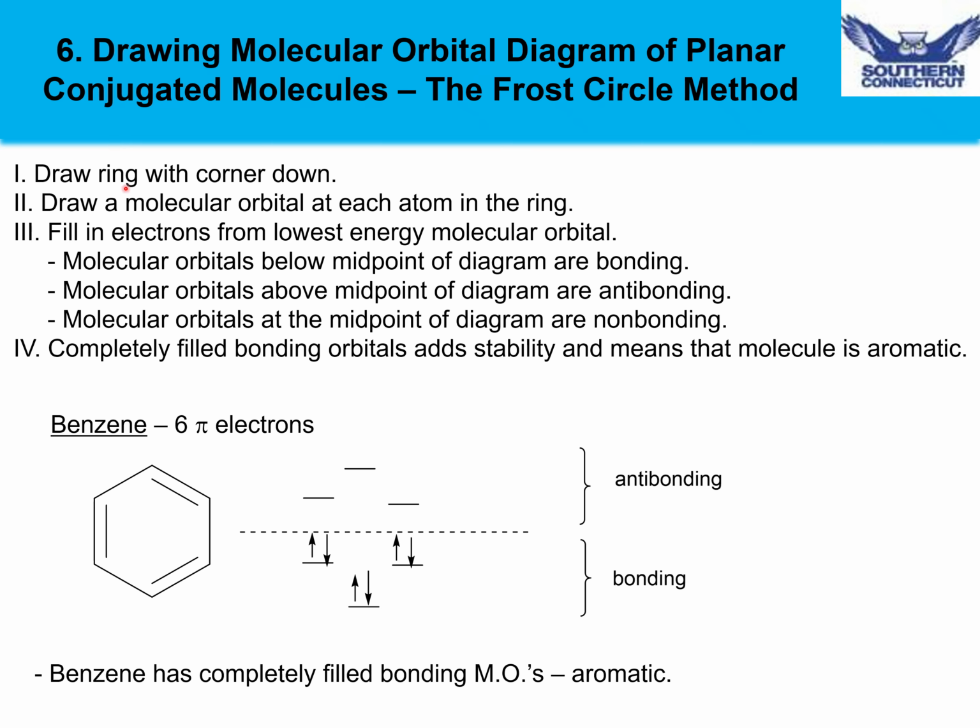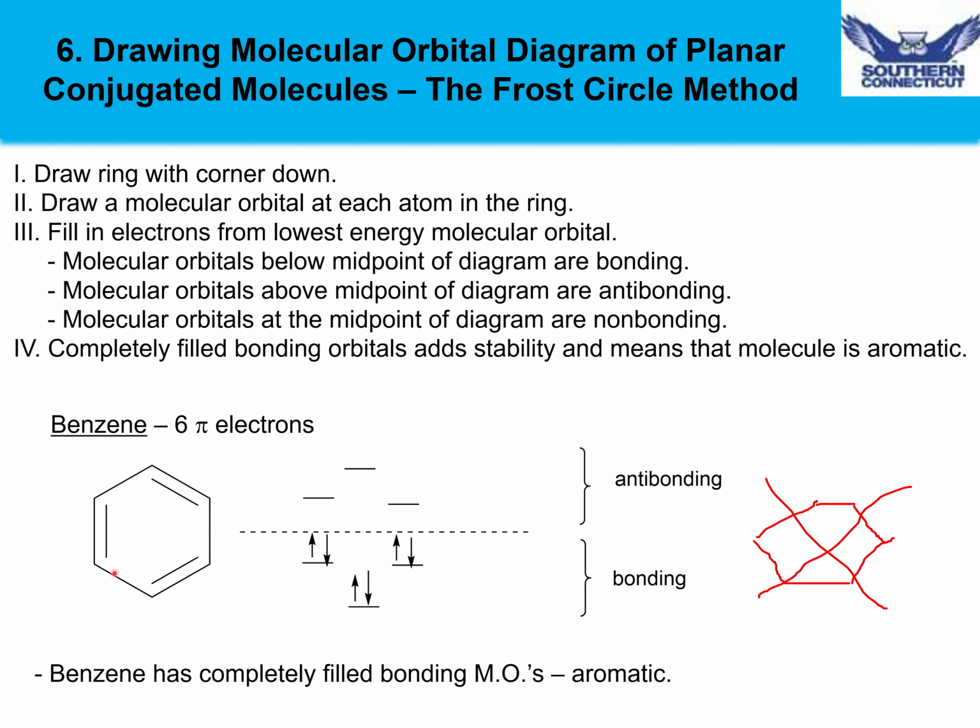It starts with drawing the ring of whatever aromatic compound we have with one of its corners down. So you can see here for benzene, one of the corners of the benzene ring is pointing down. That would be as opposed to drawing one of the flat sides down. This is another way we could potentially draw benzene, and obviously we don't want to do this since instead of a corner we have one of the flat sides of the ring down.